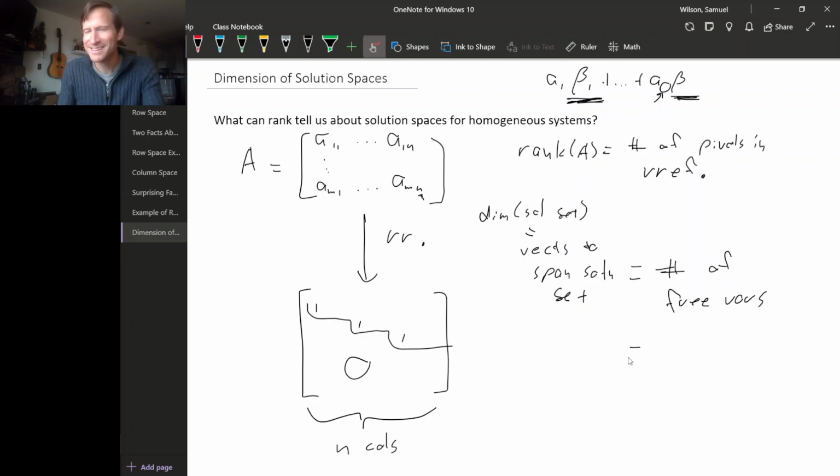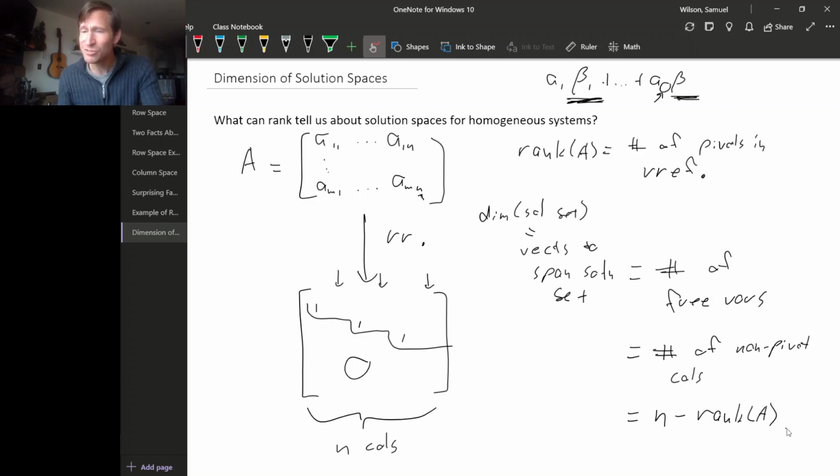Well, how many free variables are there? If you look at this reduced row echelon form, free variables correspond to columns that don't have pivots. So this is the number of non-pivot columns. And how many non-pivot columns are there? Well, there are n columns total, and the number of pivots is the rank of A. So the number of non-pivot columns is just n minus the rank of A.